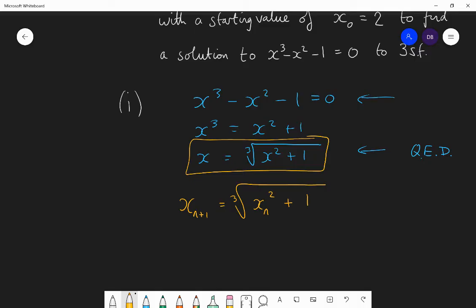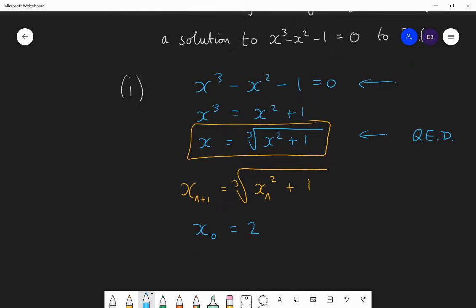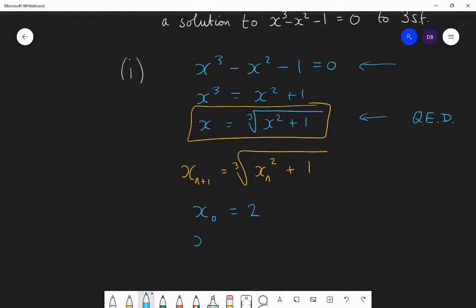And it tells you to start with a value of x0 equaling 2. So if x0 equals 2, then the first value of x will equal the cube root of 2 squared plus 1. So we substitute into the function the previous value of x to get the next value of x.